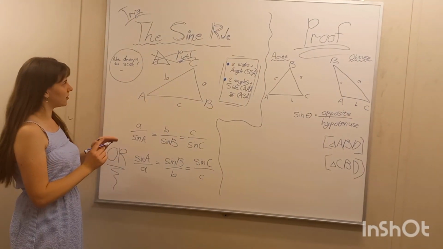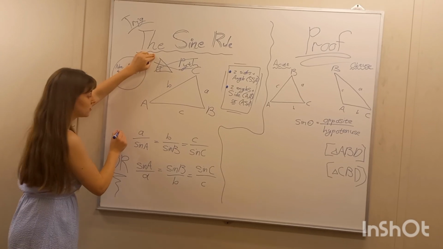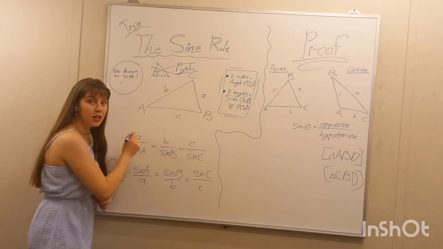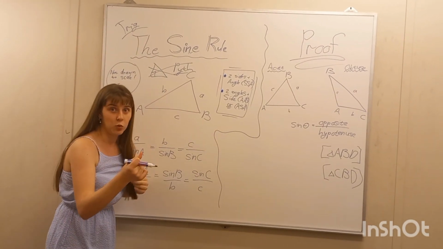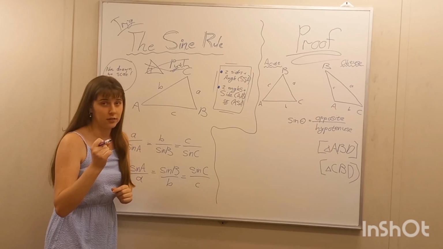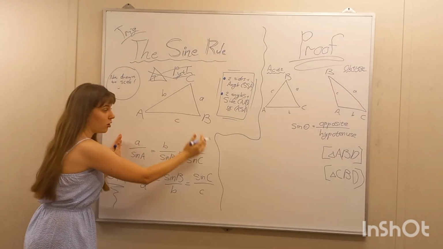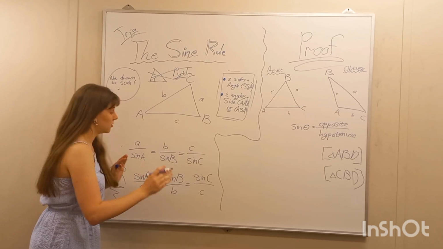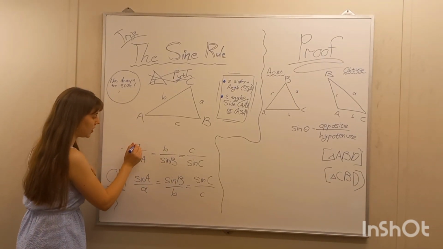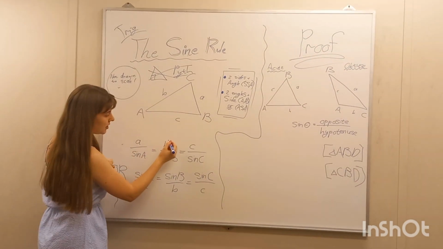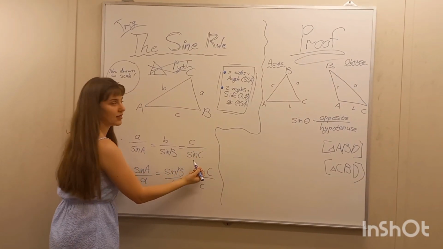So let's get started. For the sine rule, this is a formula. This formula, you should know like this. When I wake you up late at night, you should know it. Okay, so we now will look at the proof, don't stress, but we'll see that it's a over sin A, b over sin B, or c over sin C.